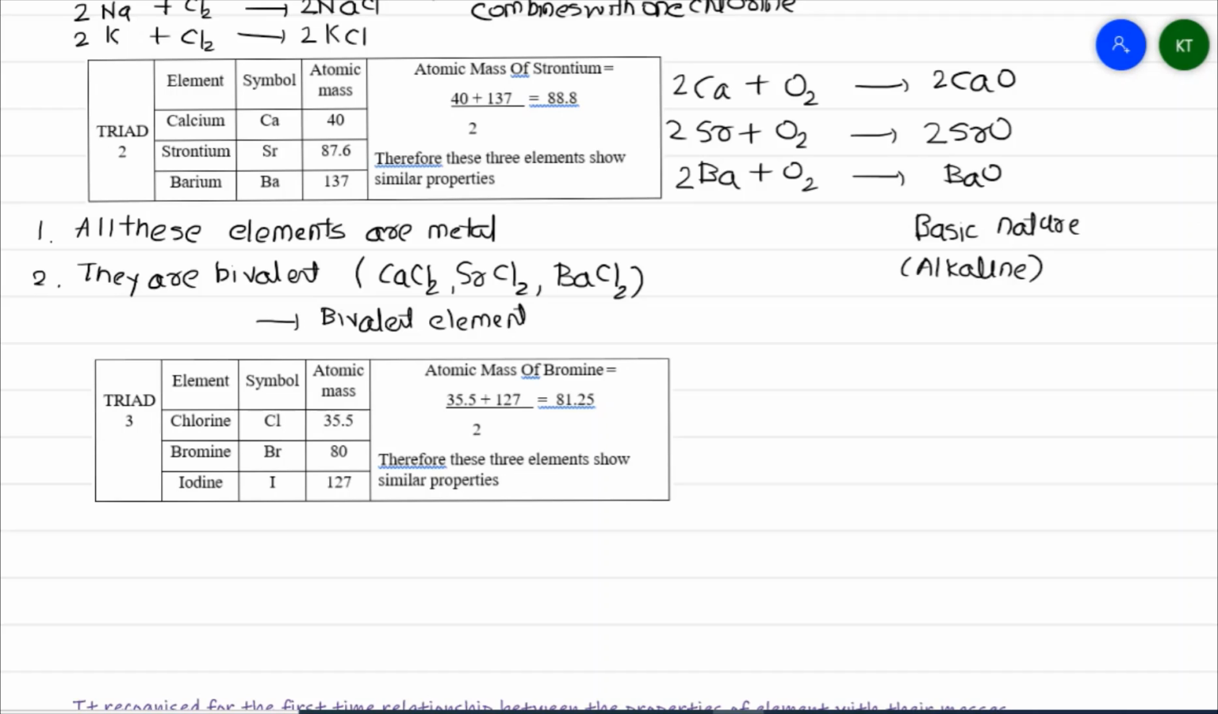Now look out for the atomic masses. Calcium has atomic mass 40, barium has atomic mass 137. So if I add 40 plus 137, I get 177, and I divide that by 2, I'll get 88.5. Roughly, I'm getting 87.6, which is near about, we can say. So this is about the second triad which we have.